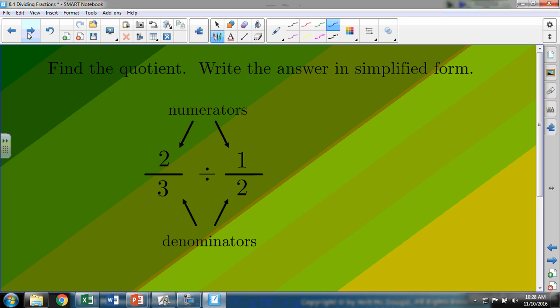Quite simply, when the directions ask you to find the quotient, they mean divide. And so we are looking at this and saying, divide these fractions, find the quotient. And in order to do that, there are a couple things that you would, of course, have to observe. Please remember that the top numbers in a fraction are called numerators. The bottom numbers are called denominators.